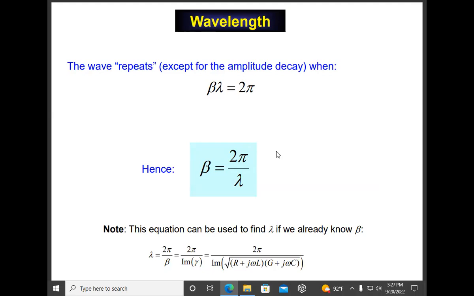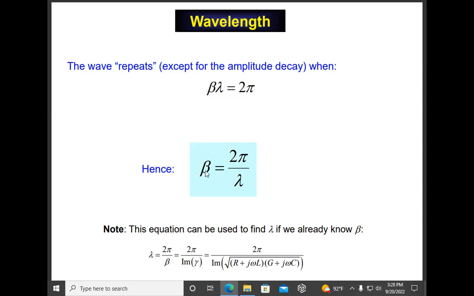Okay? And you can say the units of 2 pi are radians, so you can see units of beta are radians per meter. Okay? Now, you can use this equation in a couple different ways. So if you already know lambda, obviously you can find beta. If you already know beta, you can of course find lambda, right?